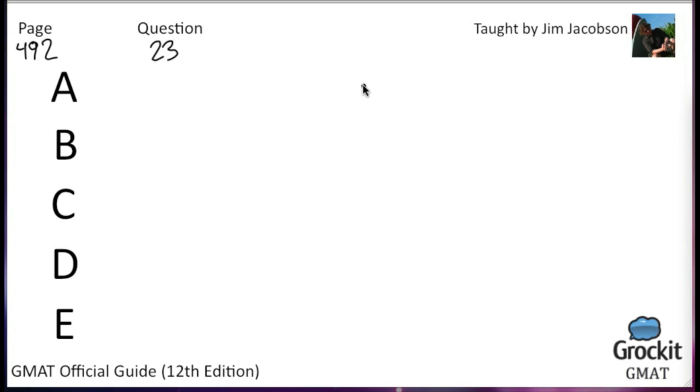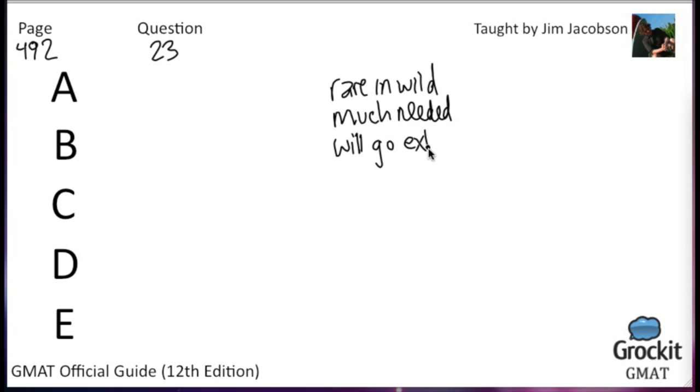So the argument above, again, we always want to paraphrase it, distill it down to a short phrase that we can test answer choices against. So it's rare in the wild, much is needed, and it will go extinct for that reason. Okay, so in order to weaken it, typically we would need to weaken one of these two things. These aspects of the prediction that the Ibora tree will go extinct.